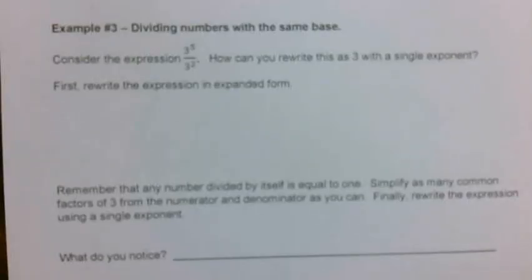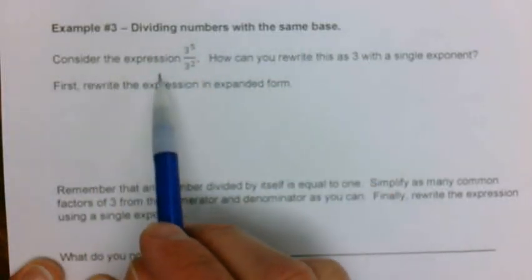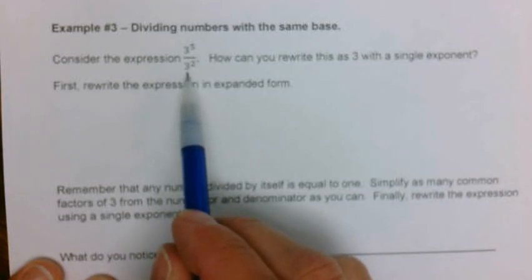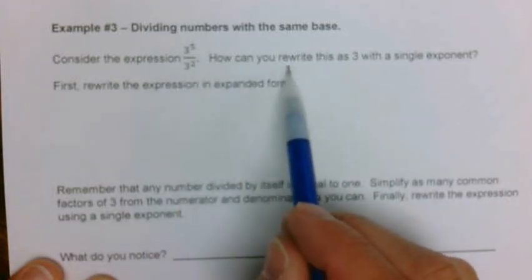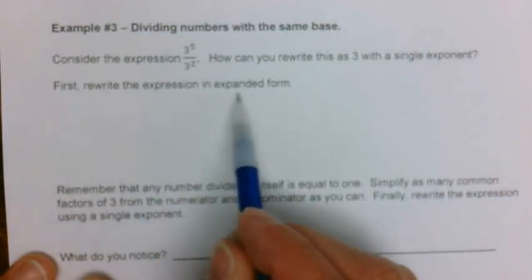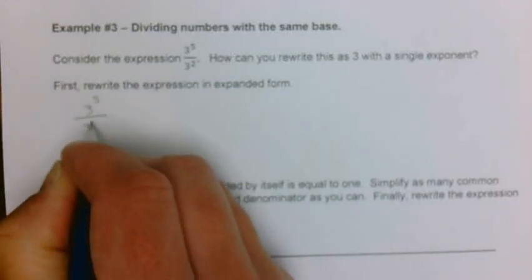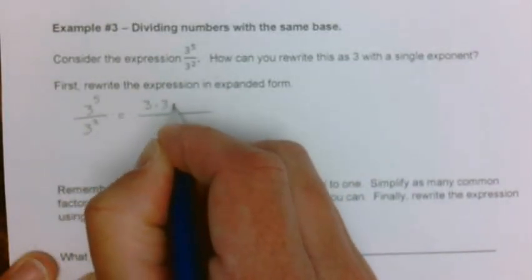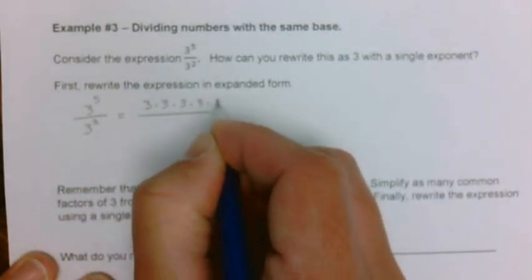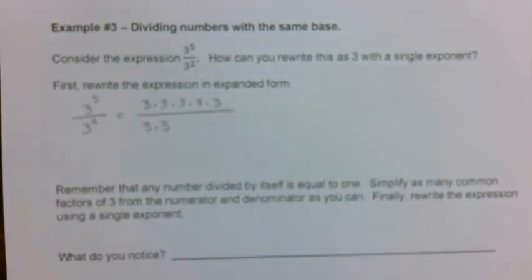Our third exponent property involves dividing numbers with the same base. If we have the expression 3 to the 5th power divided by 3 to the 2nd power, how can we rewrite this as 3 with just a single exponent? Okay, well, the first thing we're going to do is rewrite this in expanded form. So 3 to the 5th power divided by 3 to the 2nd power, the numerator becomes 3 times 3 times 3 times 3 times 3, and the denominator becomes 3 times 3.